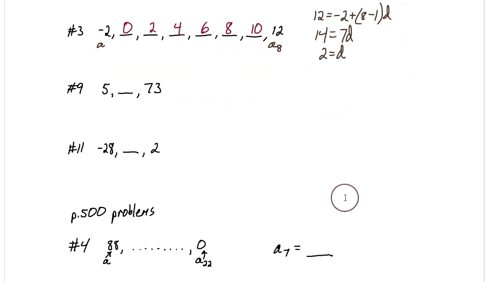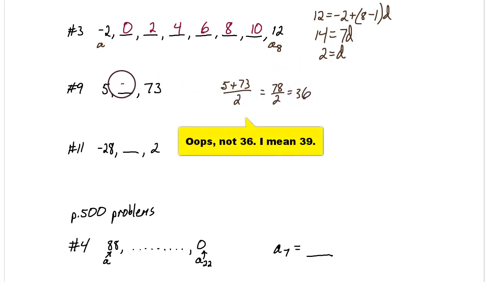Number 9, we're asked for a single arithmetic mean between the numbers 5 and 73. We could find this answer in exactly the same way that we just did, or we can simply average the two numbers by adding them together and then dividing by 2. That will accomplish the same goal. This makes 78 divided by 2, which is 39. So 39 is exactly halfway between 5 and 73.